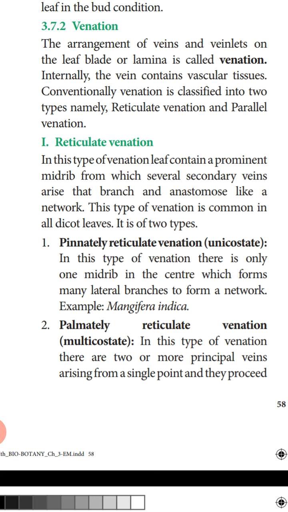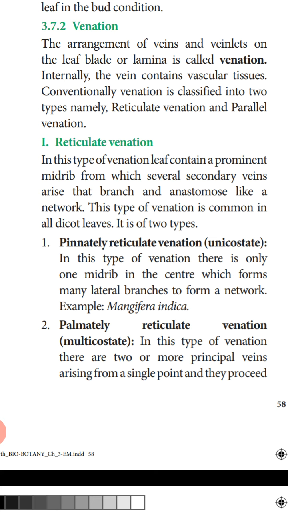In parallel venation, from the midrib the veins arise, and these veins run parallel to each other. They do not intersect. They run parallel to each other from the midrib to the leaf margin. Then it is called the parallel venation. This reticulate venation is the characteristic feature of the dicot plants, whereas the parallel venation is the characteristic feature of the monocot plants. So let's first study about the reticulate venation in detail.